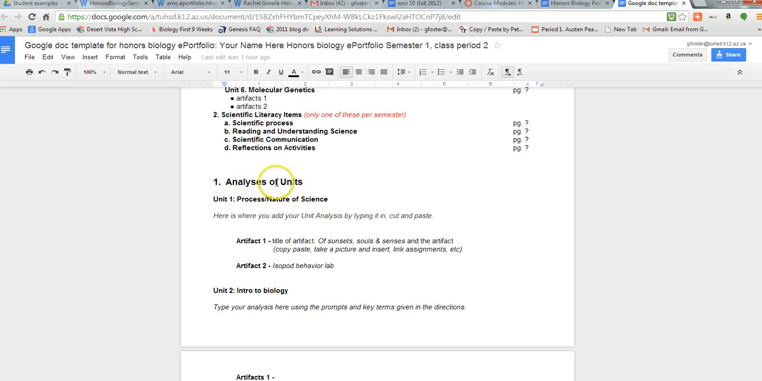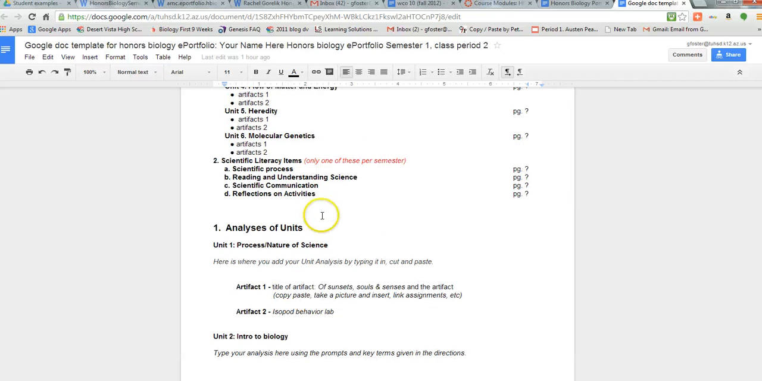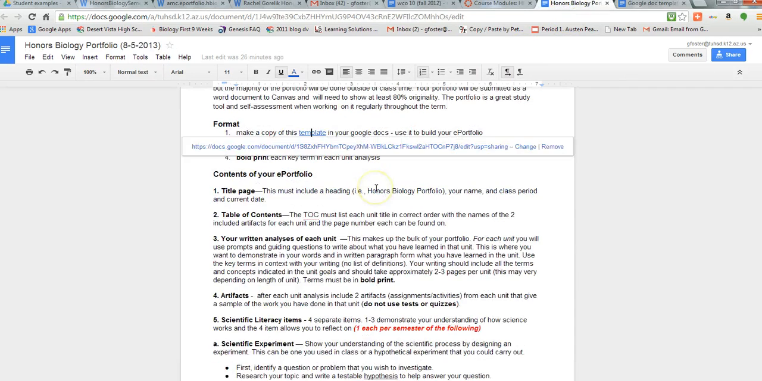Well, your unit analysis. There's the first one. You write in your information here. This is where I see you demonstrate to me in your written words and using those key terms in context. Okay, right here. Now, where do you get the information that helps you write your unit analysis? Well, that's back here in the directions.